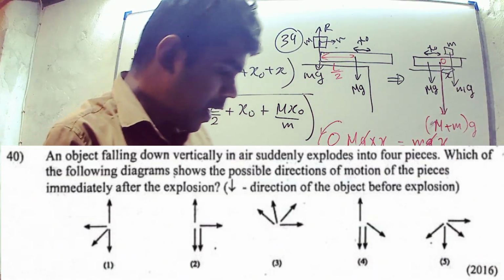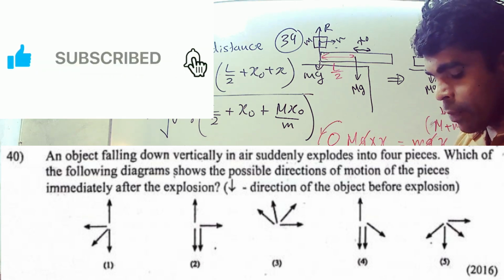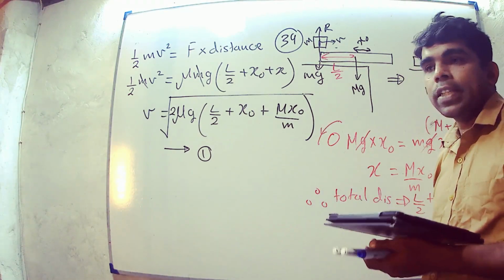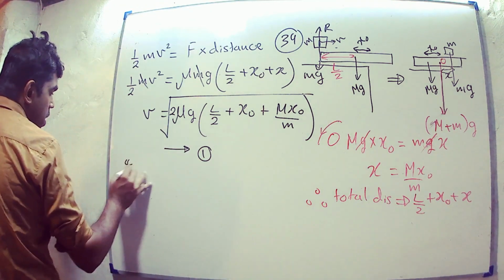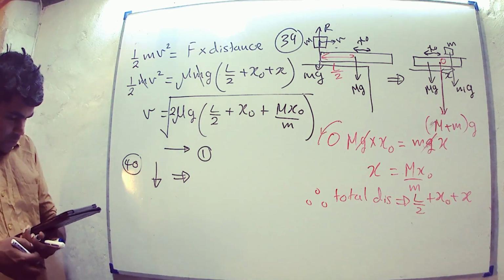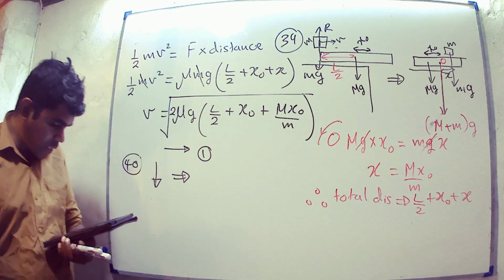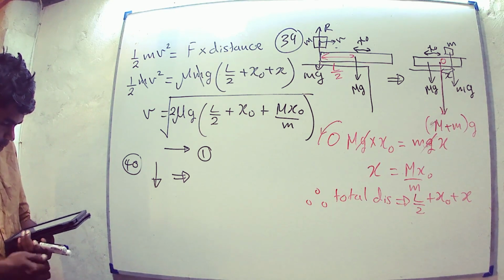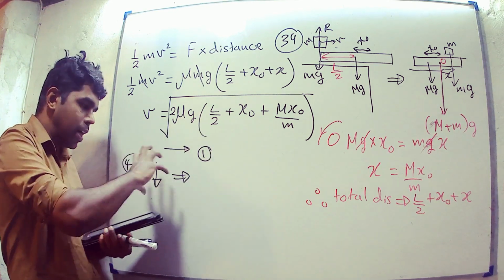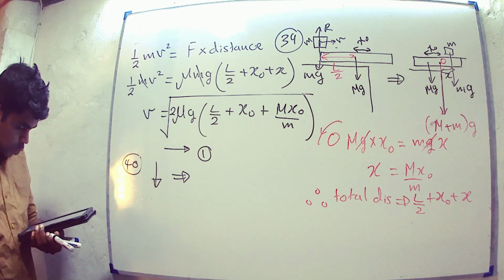Then 40. An object falling down vertically in air suddenly explodes into 4 pieces. Which of the following diagrams shows the possible direction of motion of pieces immediately after explosion. When considering a falling object, there is a momentum in downward direction before the explosion. Therefore, after the explosion, there should be a downward velocity. We have to find which of the following diagrams shows the possible direction of motion of pieces immediately after the explosion. When considering the explosion, in the first answer there is a momentum in left hand direction, but there is no momentum in left hand direction before the explosion. Therefore, it could not be the answer.